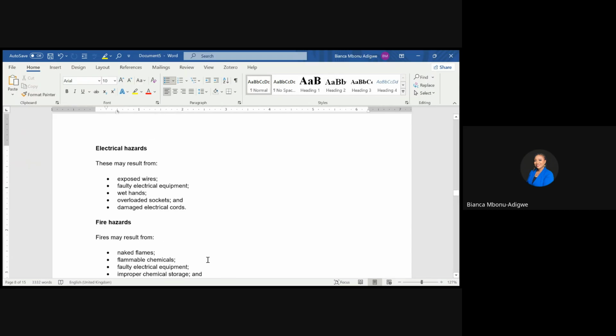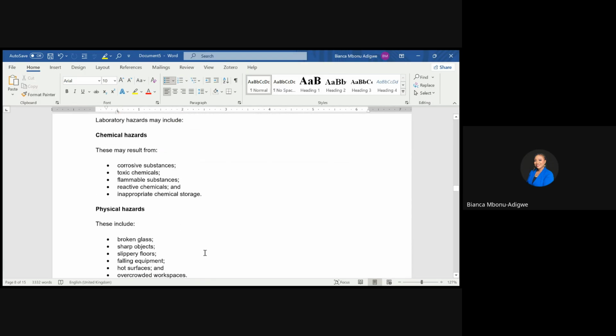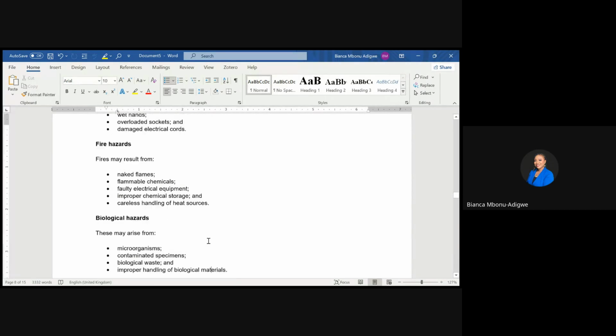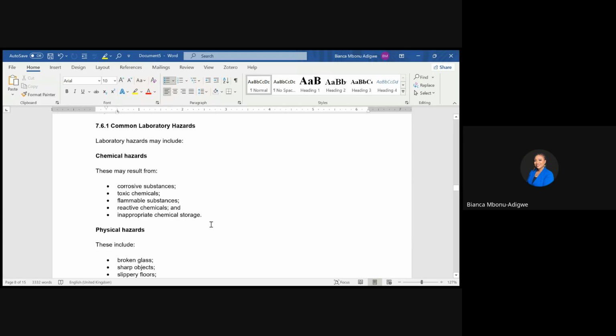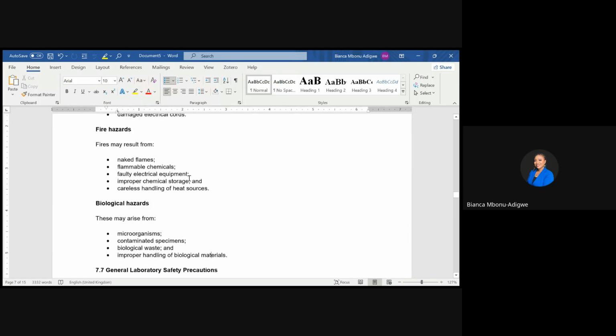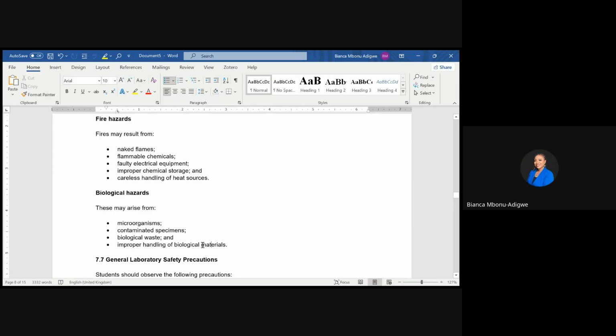So there are hazards, and we've classified them into five categories: the chemical hazards, the physical hazards, electrical hazards, fire hazards, and biological hazards.